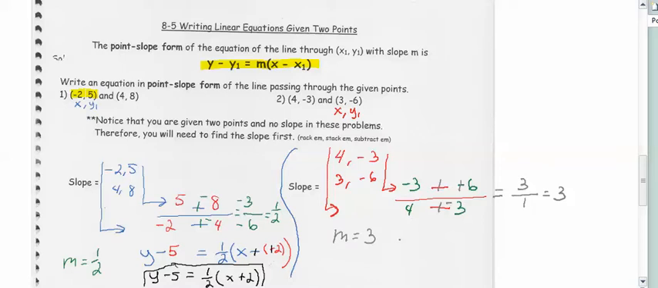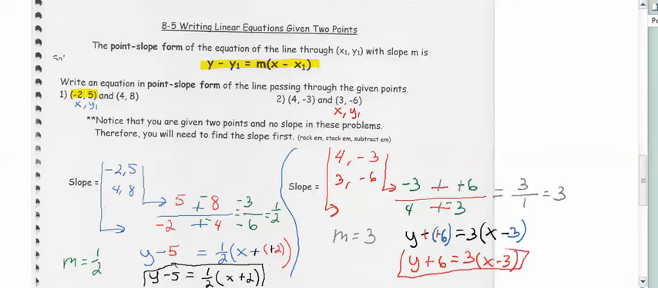So now I found my slope, which is 3. I'm going to go back, put my y minus, I know my slope is 3, and my x minus, and now I'm going to take my ordered pairs and put in my x1 is 3, my y1 is -6, and so my final equation would be y, change, plus 6 is equal to 3 times x minus 3. There's my equation in point-slope form.